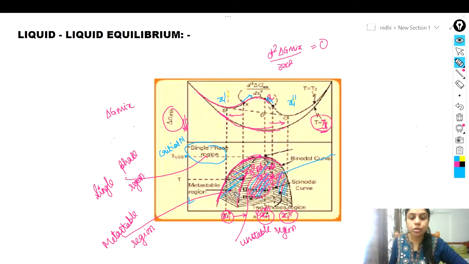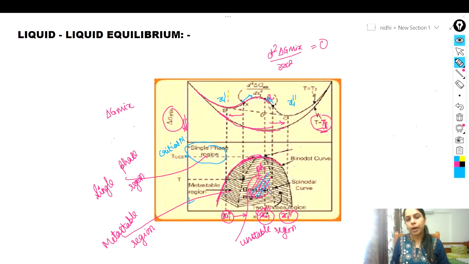So the curve which separates the two phase region from the one phase region is known as the binodal curve. And within the two phase region, the dotted line curve which separates the metastable region from the unstable region is known as the spinodal curve.